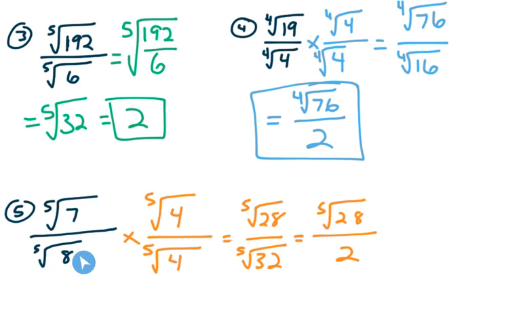These two numbers don't have to be the same. These two do, but these two do not have to be the same number. It could be 8 and 4, could be 4 and 4. It's just going to depend on the situation. But 28 is not a perfect fifth power, not divisible by any. We don't have any square roots or radicals in the bottom. We don't have any fractions underneath the radical. So we are done right there with the fifth root of 28 over 2.